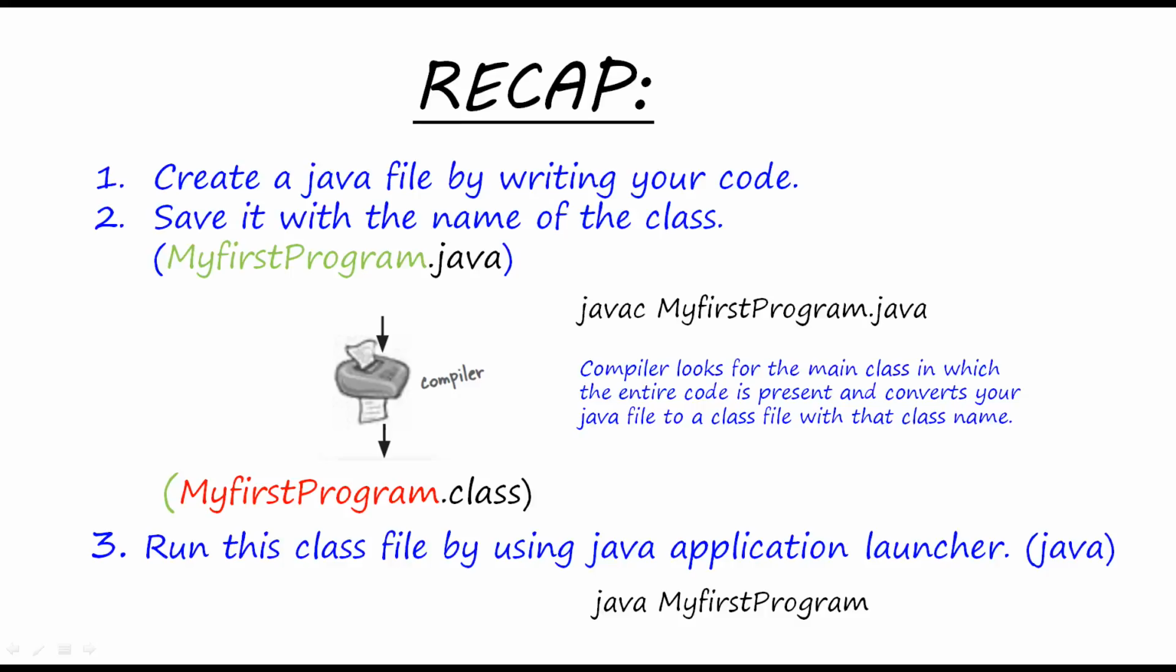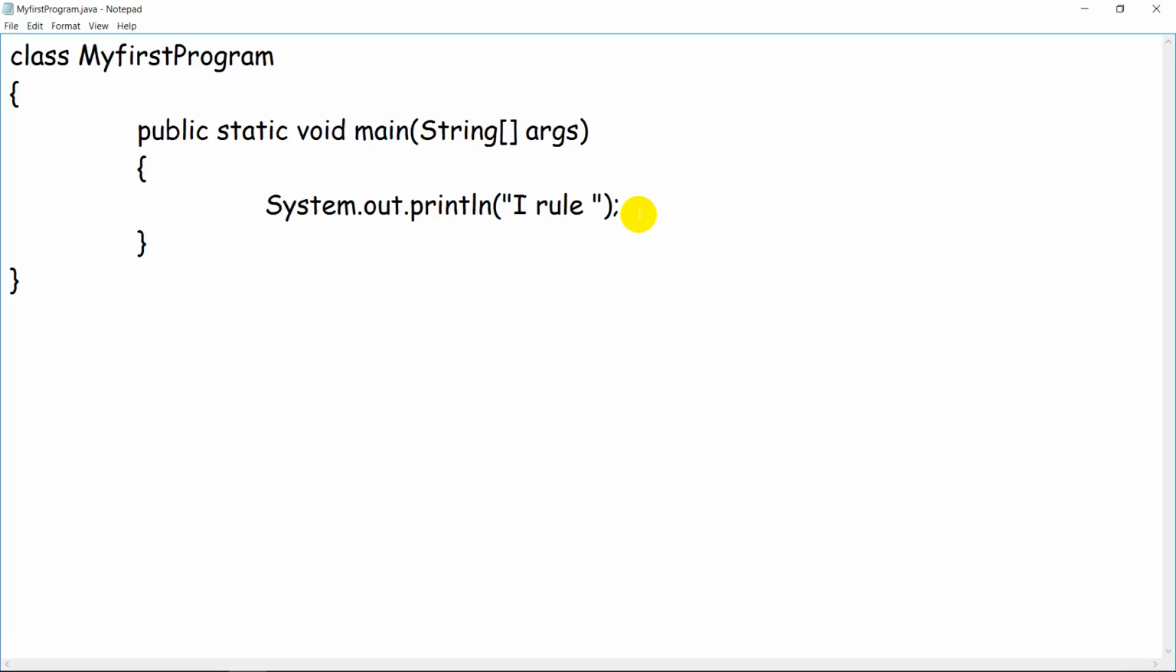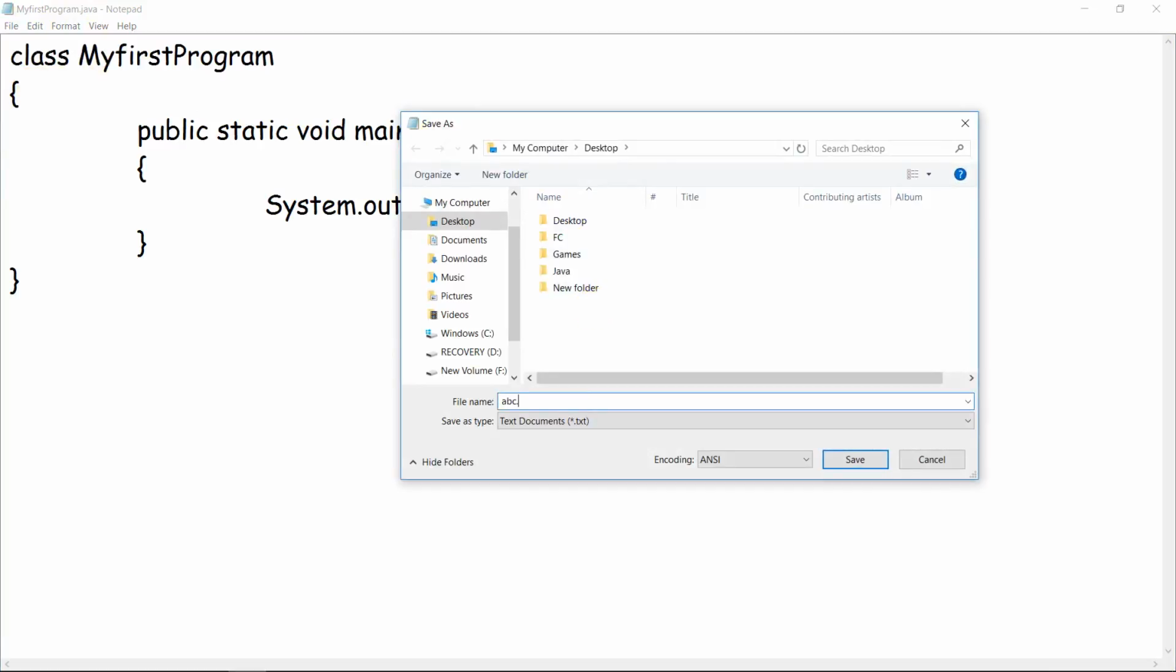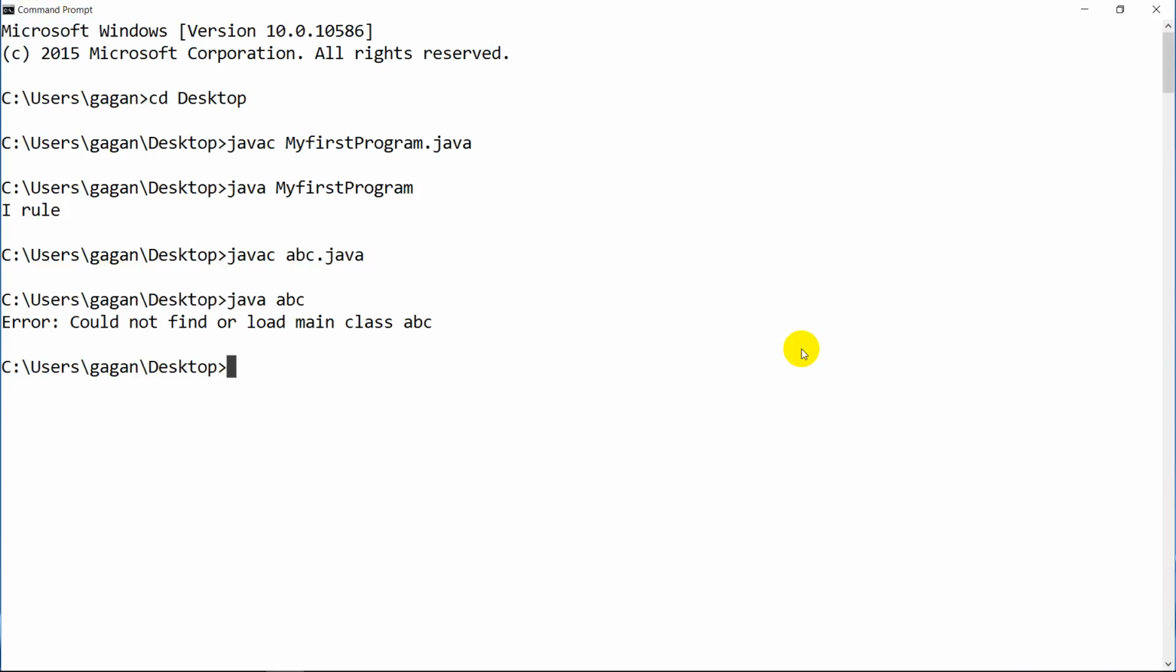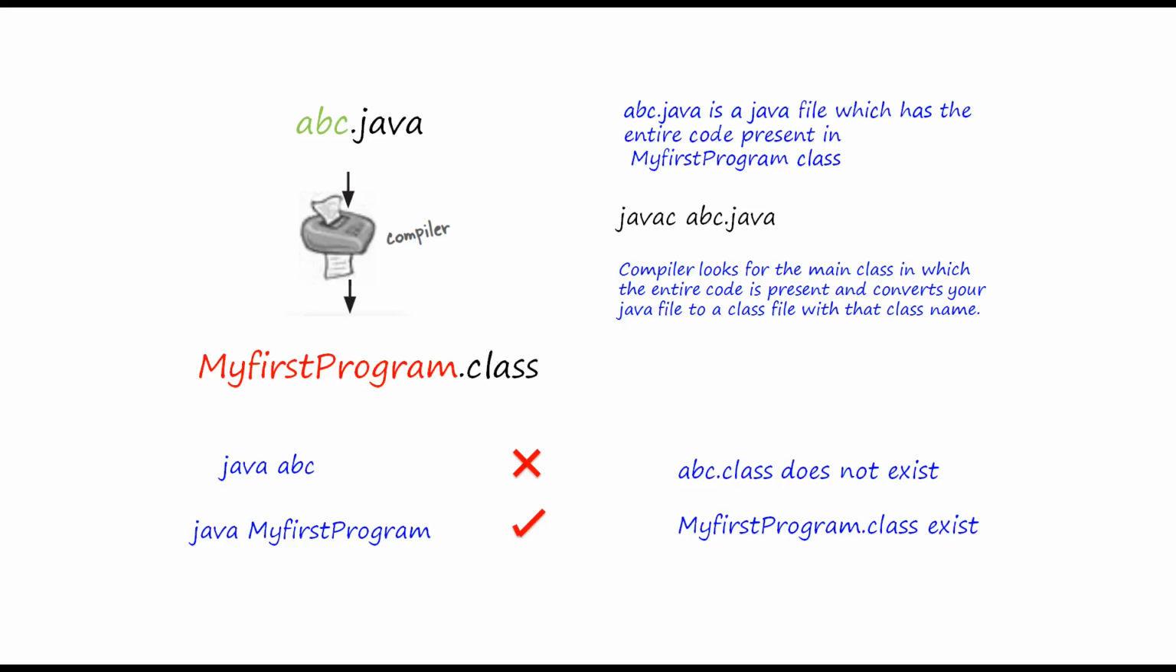If we named our Java file with a different name, then let's see what happens. When I compile this file, the compiler creates a class file with the name myfirstprogram. And when I run it by typing java ABC, I get an error: could not find or load main class ABC, because the compiler creates a class file with the same name as that of the main class in which your entire code is present.